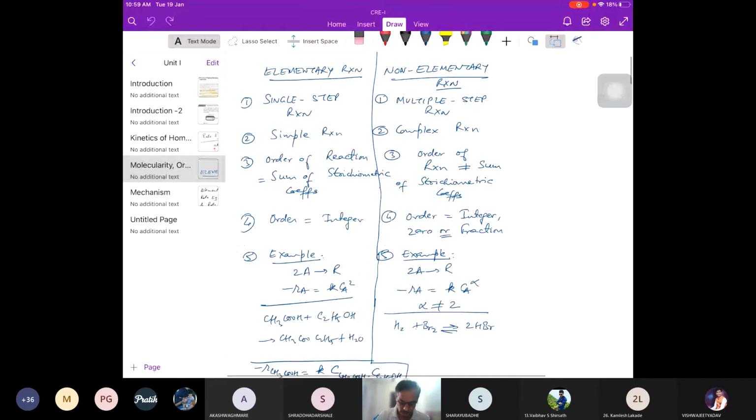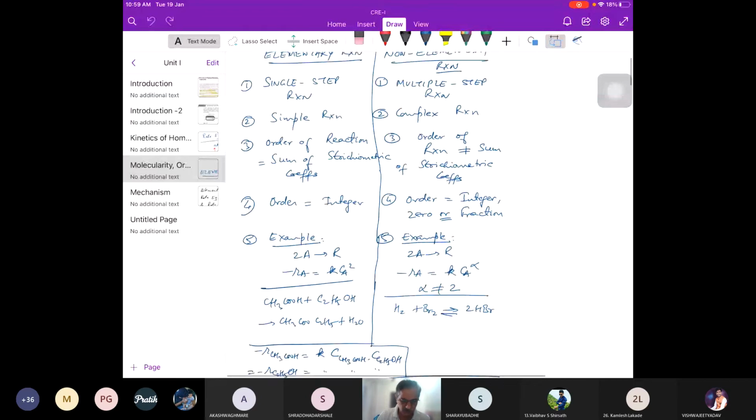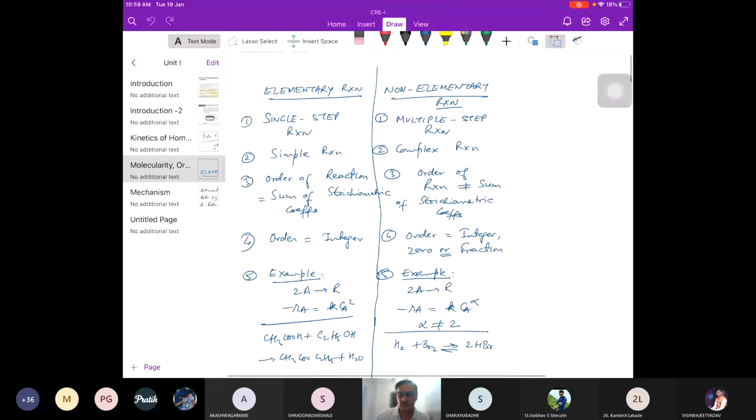Okay, so now we'll do two comparisons. One is between elementary and non-elementary reactions. Okay, so if you can see this, it's a comparison of elementary and non-elementary reactions. So first comparison says elementary reaction is a single step reaction. There is only one step. That's why it's called elementary reaction.